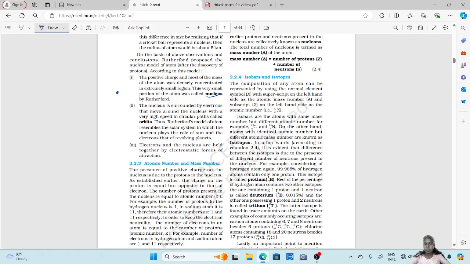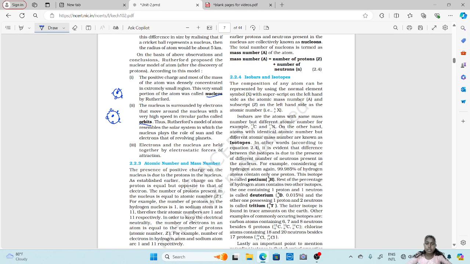Then he said that this nucleus is surrounded by electrons that move around the nucleus with a very high speed in a circular path called orbits. So around the nucleus, the electrons circulate, and the path they follow he named the orbit.